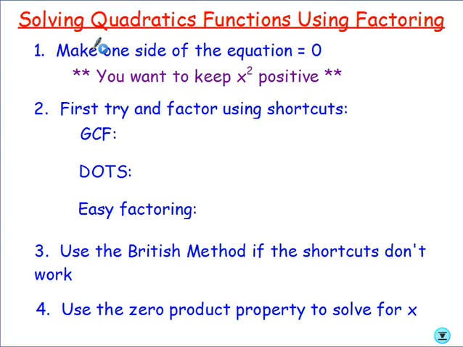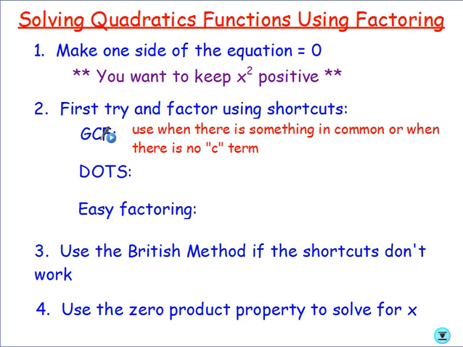So we've made one side of the equation equal to 0. Now we get to our factoring stuff. Let's review. We have shortcuts. The first shortcut, GCF. We use a GCF when there is something in common or when there is no C term. So always look first for something in common. It makes your problems smaller and easier to work with.